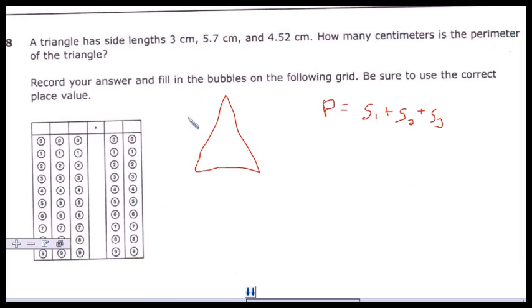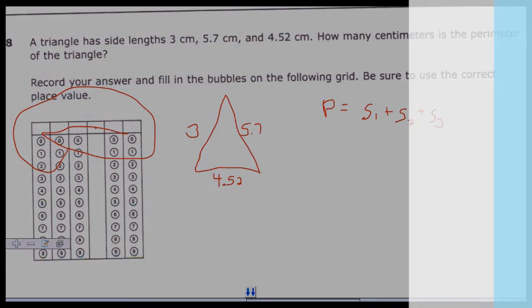Okay, so we know side 1 is 3 centimeters. We'll call this one side 1. Well, side 2 we know is 5.7 centimeters. And then side 3 is 4.52. Now the triangle doesn't have to be perfect. As a matter of fact, my drawing is a little bit off because these numbers do not match the picture. They don't match how long each one is. But it doesn't really matter. All you're doing is adding the numbers together. So make sure you line them up and then you write them into this little box right here. Don't forget to do this little box right here and fill in those numbers. Okay.